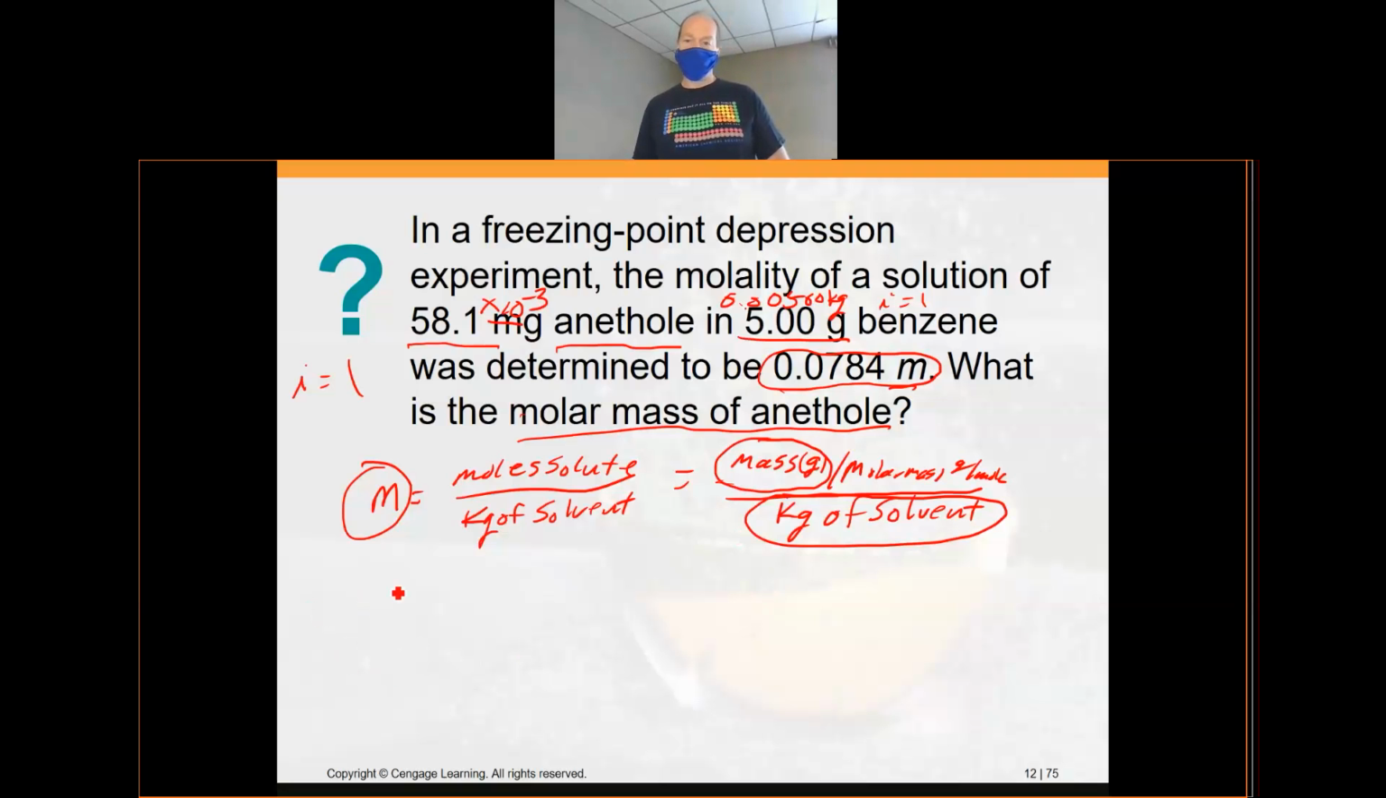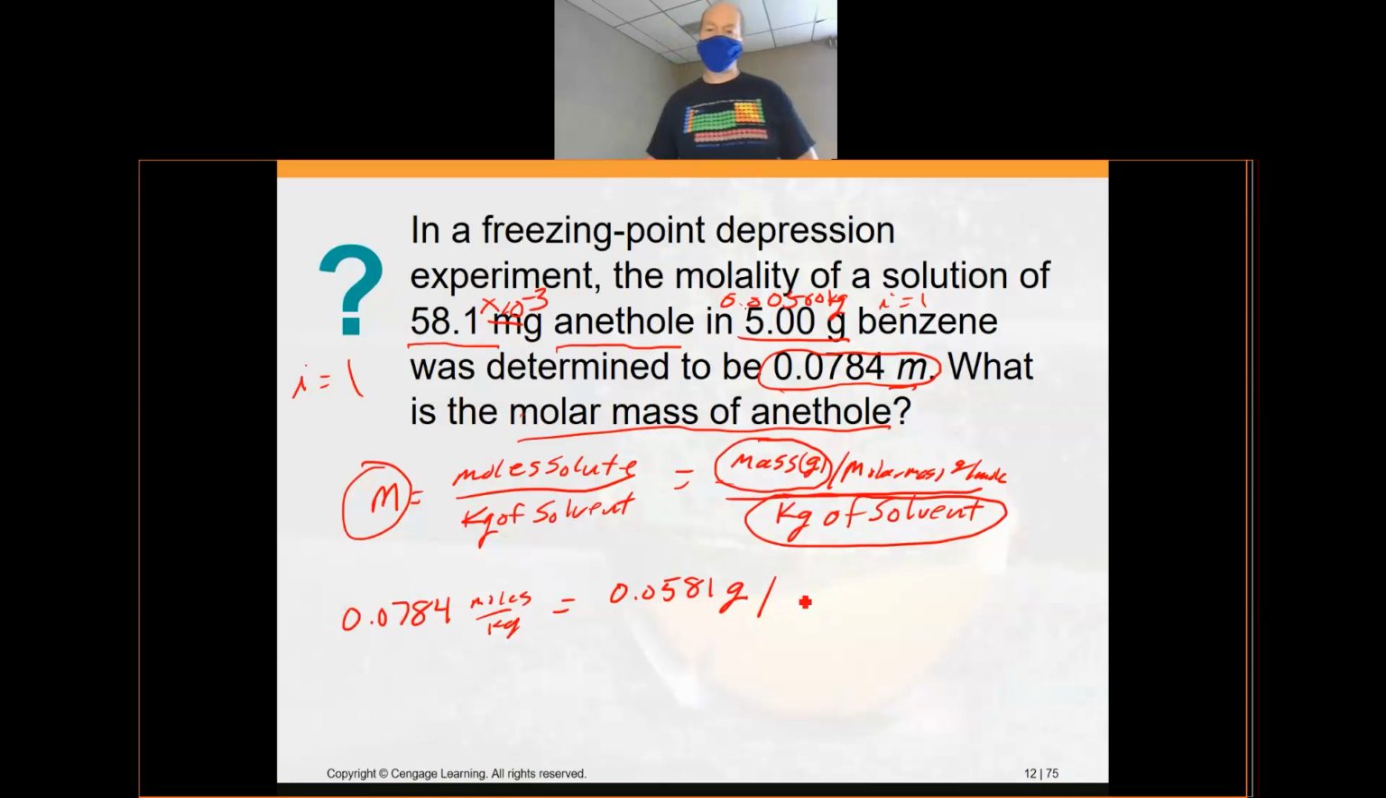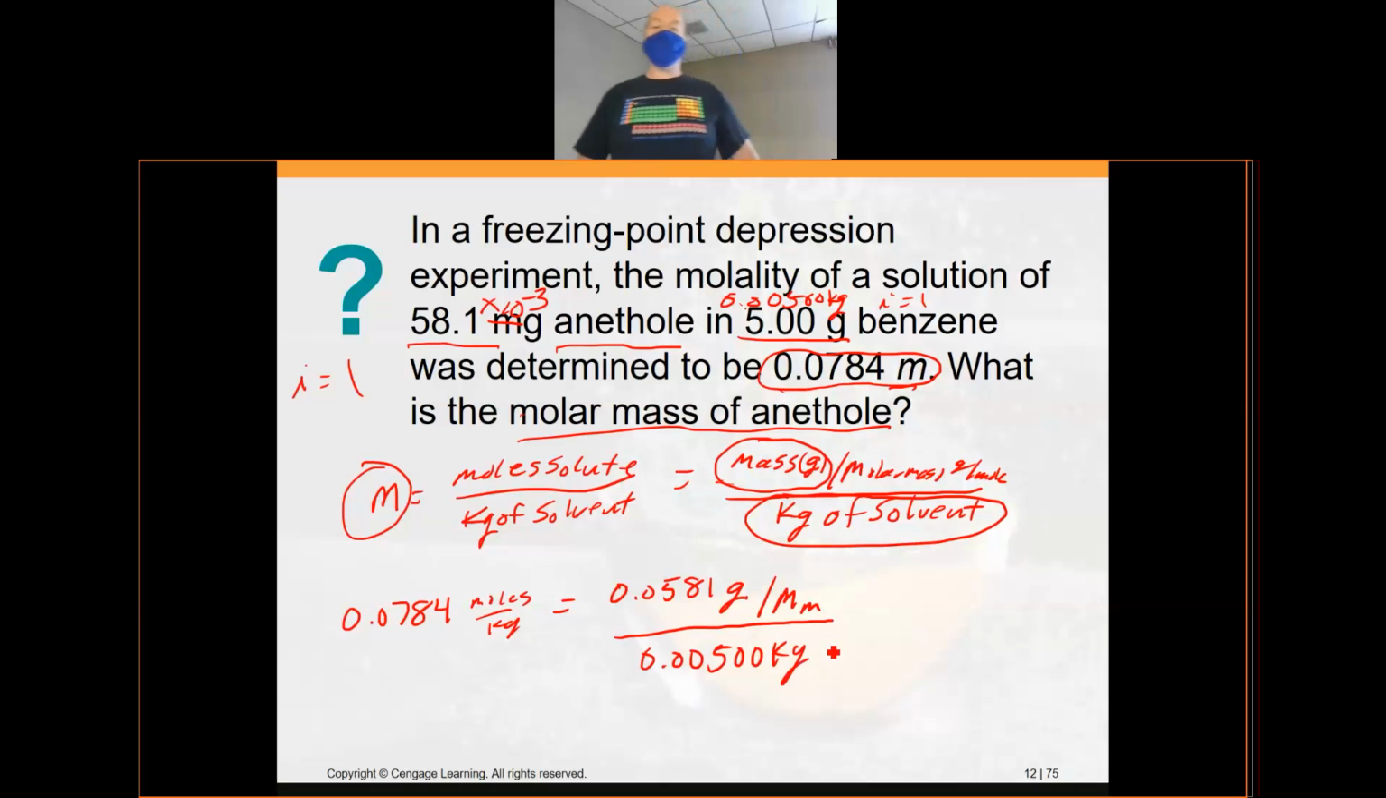So you have your molality given to you as 0.0784, and that is in moles per kilogram. And that's equal to your mass, which is 0.0581 grams, converting the milligrams to grams. And then the molar mass, that is what we are looking for. And the kilograms of solvent, which is 0.00500 kilograms. All right, so some people can set this up and then they can't solve for molar mass.